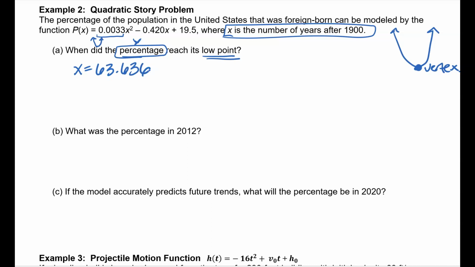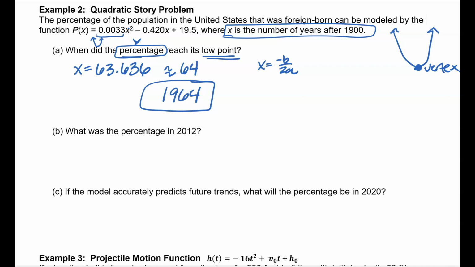63.636, and I'm going to round that to the closest integer, which is 64, and it's asking for the actual date. So if the X value is around 64, that would be years after 1900, so that would be 1964, so about 1964. And again, you could do the X equals negative B over 2A and plug in your B and A, and you would also get the same answer there.